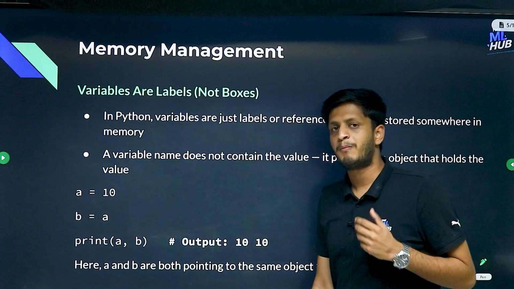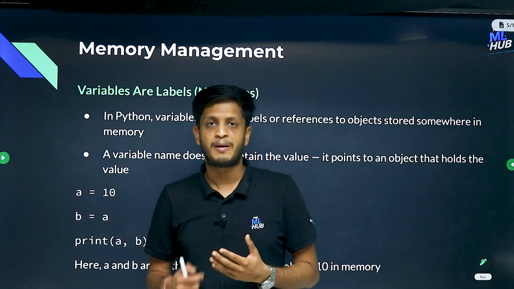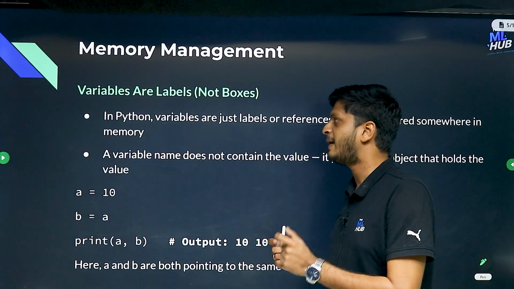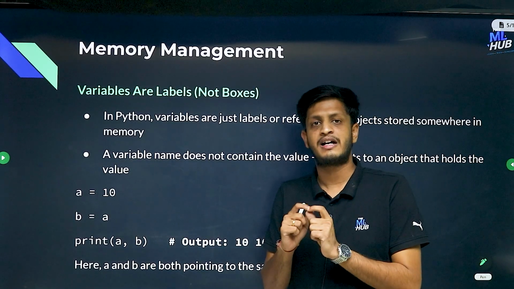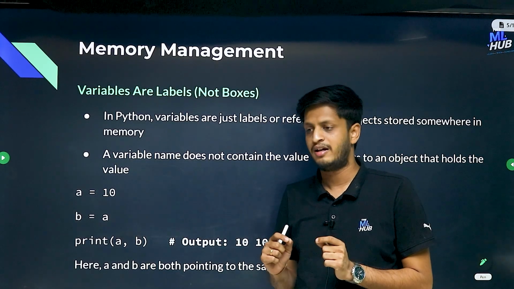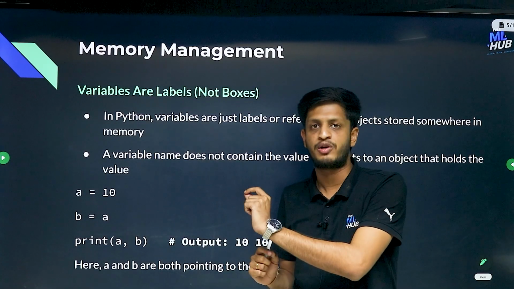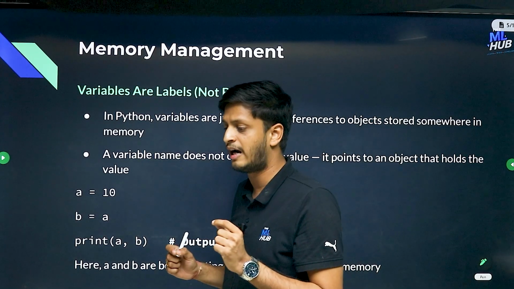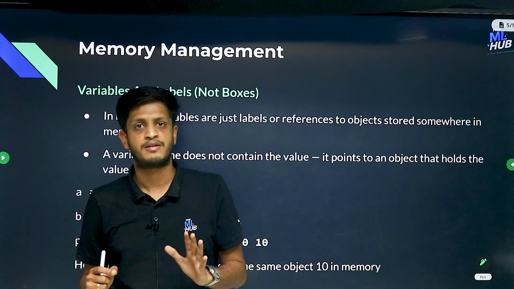Okay, now let us look at memory management. How is memory actually managed in Python for variables? Variables in Python are just labels, they are just names, and they can point to any memory location. They are not hardly typed, not hardly connected to a memory location.